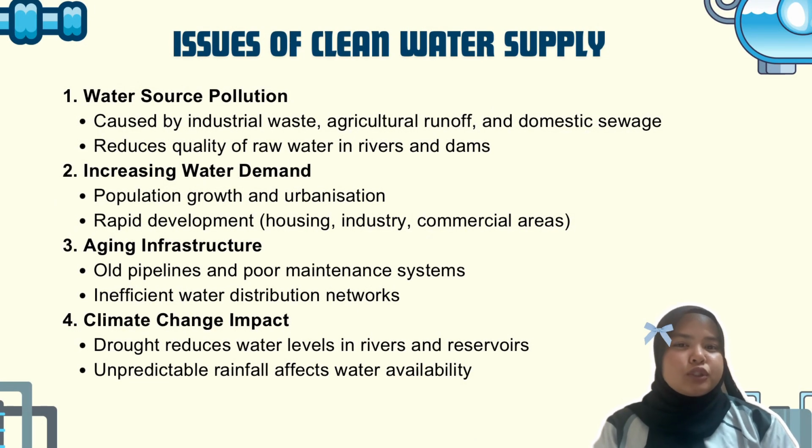Issues of clean water supply. First, water source pollution. Water pollution is caused by industrial waste, farming activities, and domestic sewage entering rivers and dams. This makes the water harder to treat and unsafe for use. Second is increasing water demand. The demand for clean water is increasing due to population growth, urbanization, and rapid development in residential and industrial areas. Third, aging infrastructure. Old pipelines and poor maintenance can cause water leakage and water loss.